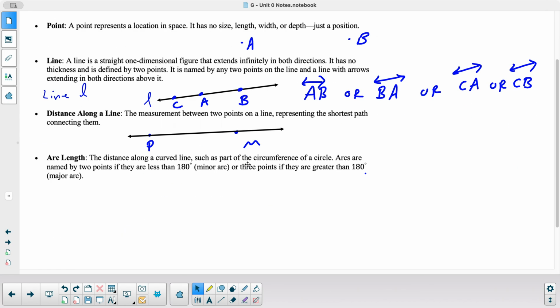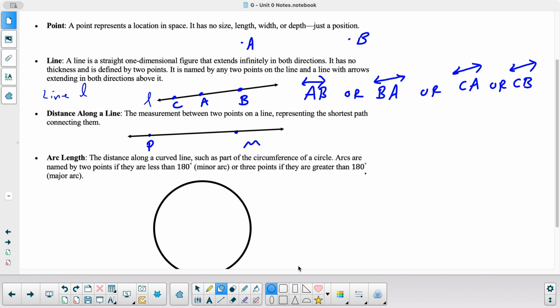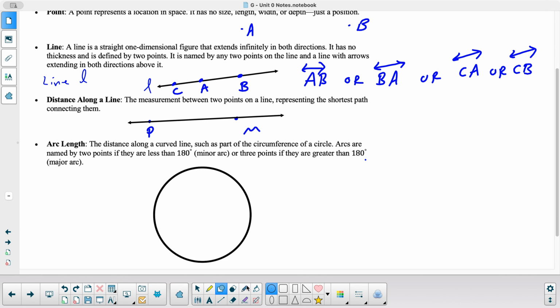All right, arc length, the distance along a curved line, such as part of the circumference of a circle. Arcs are named by 2 points if they're less than 180 degrees, which we call a minor arc, or 3 points if they're greater than 180 degrees. So, here's my circle. Let's put a couple points here. Let's call this point A, call this point B, and we'll call this point C. So we would say arc AB, and we put an arc above it, kind of curved, not a straight line. So arc AB would be right here.